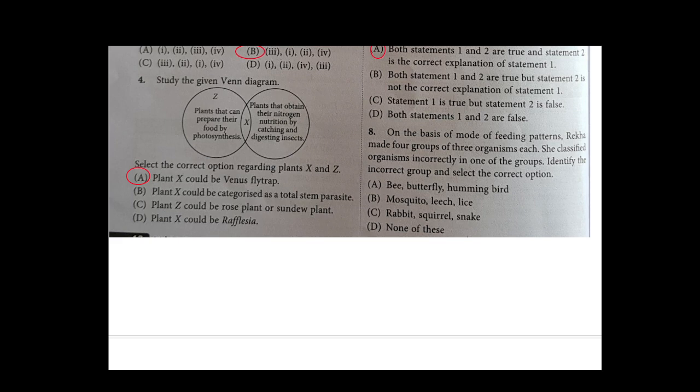What are they? A, bee, butterfly, hummingbird. Second option is mosquito, leech, lice. Third is rabbit, squirrel, snake, and D is none of these above. So we can easily see that option C is the correct answer. Why is it so? It's because the rabbits and the squirrels obtain their food by gnawing, while the snake obtains its food by swallowing.